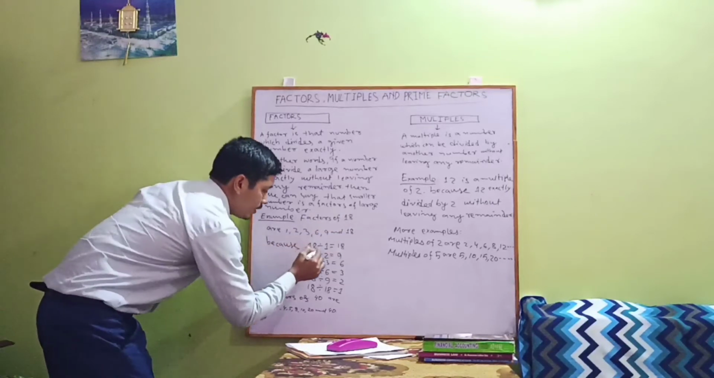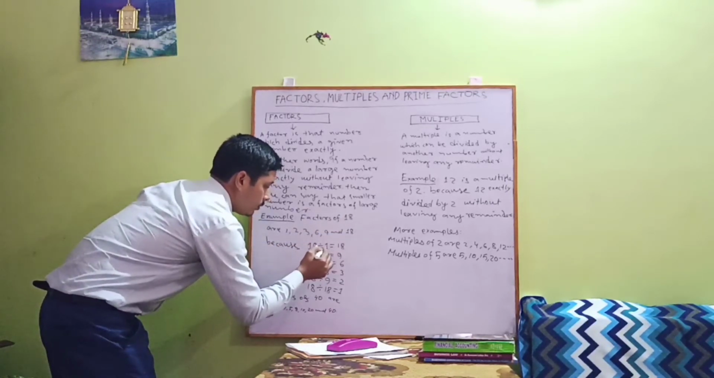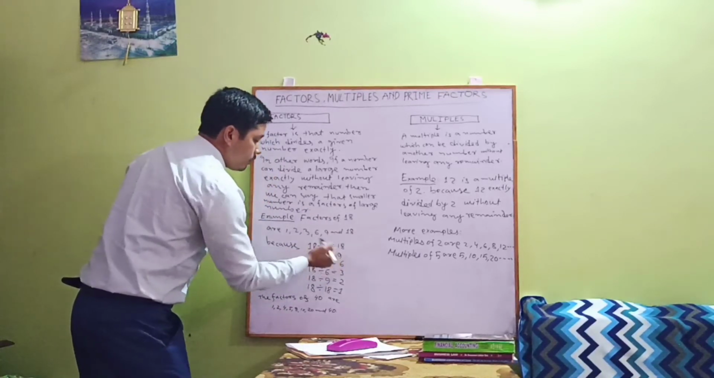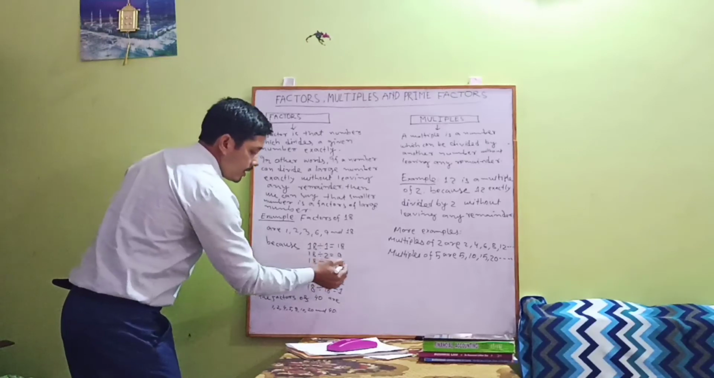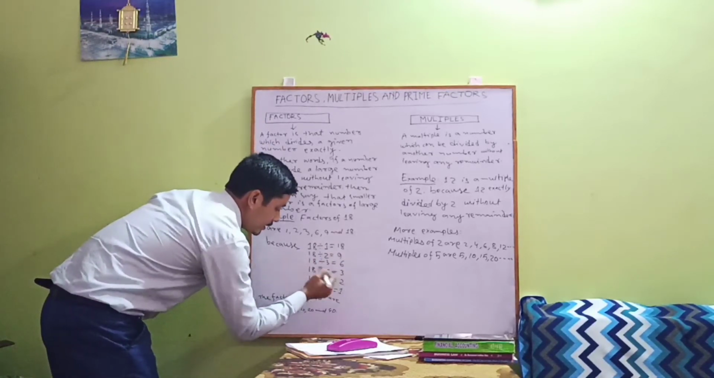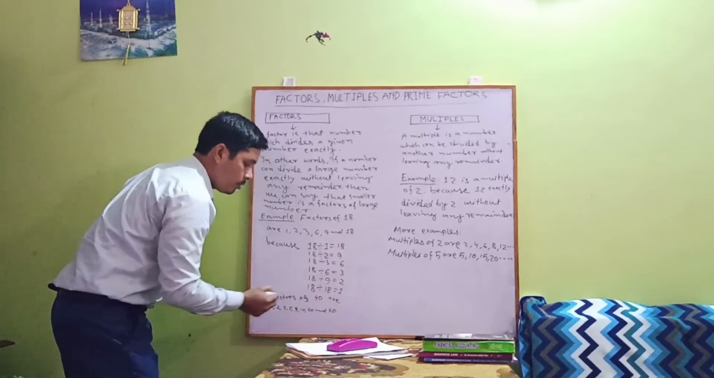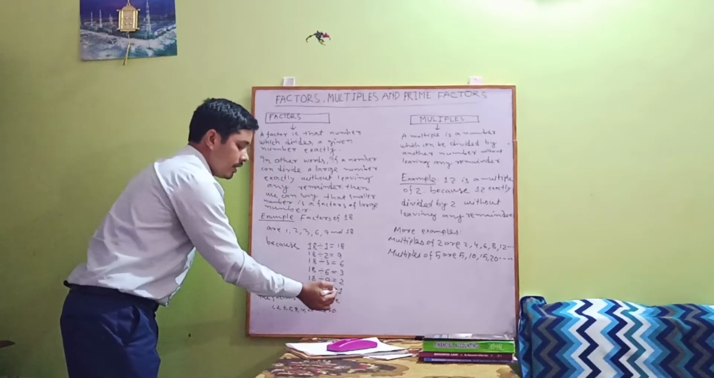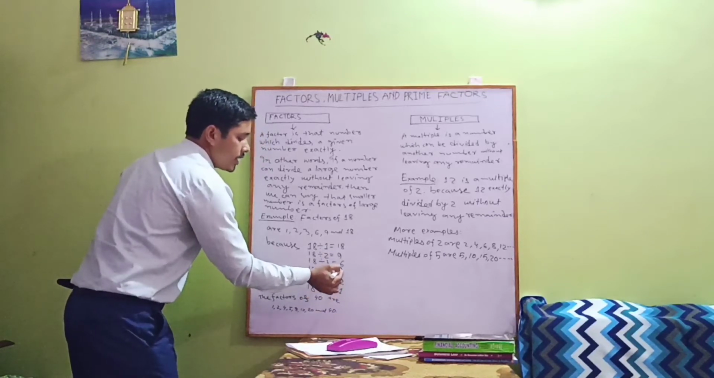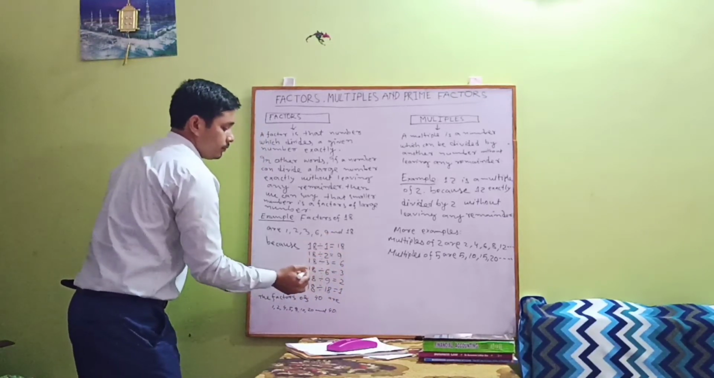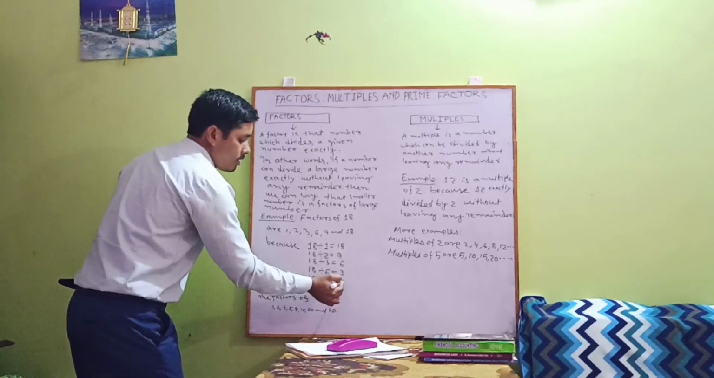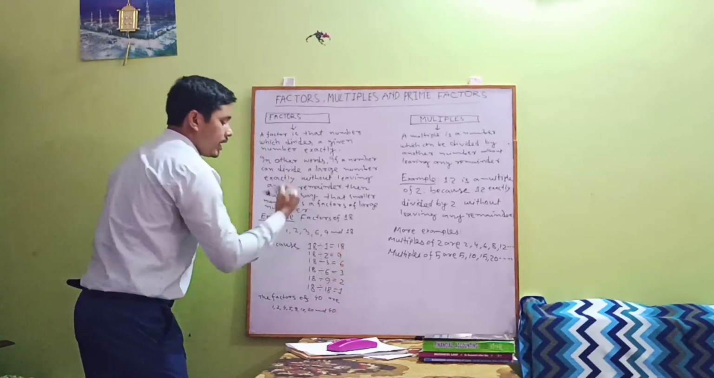When we divide 18 by 1, we get 18. 18 by 2, we get 9. 18 by 3, we get 6. Like this, 18 by 6 is 3, 18 by 9 is 2, 18 by 18 is 1. We get 1, 2, 3, 6, 9, 18. That means the factors of 18 are 1, 2, 3, 6, 9, 18.